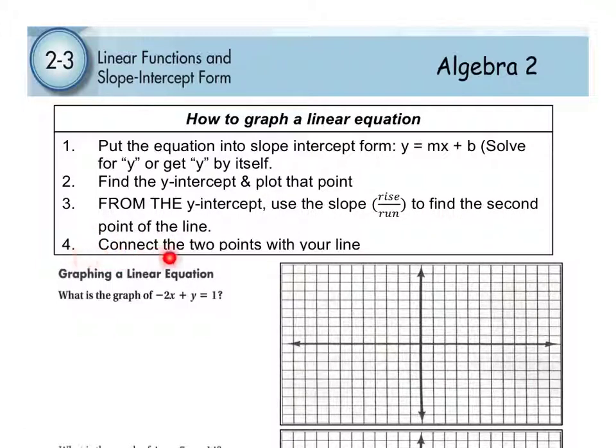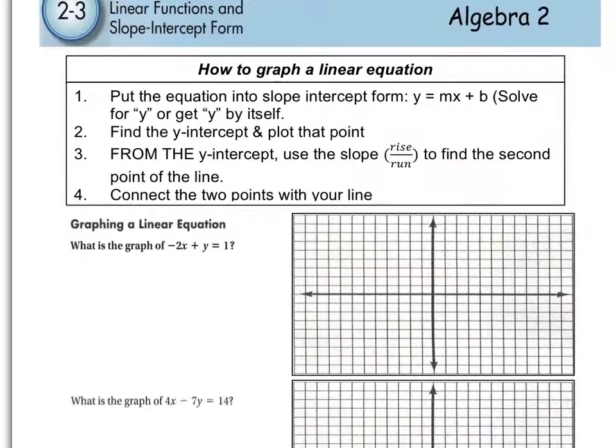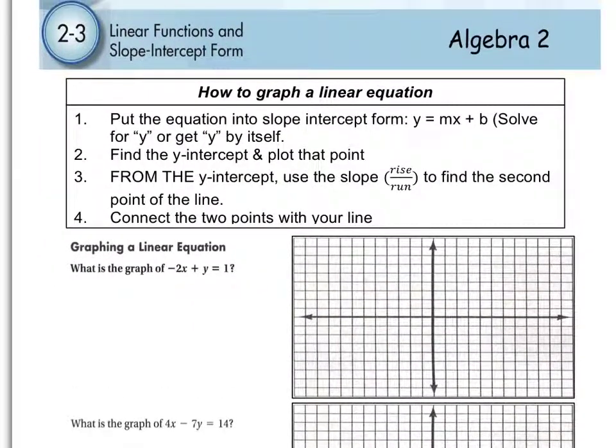And then once you have the 2 points on your graph, you're just going to connect it and draw a line. Okay, so let's take a look at this first example. First step says put the equation in slope-intercept form. So I've got to get y by itself. To get y by itself, I've got to move this to the other side of the equation. So I'm going to do the opposite of it, so I'm going to add 2x here. So now on the left side, I have y equals 2x plus 1.